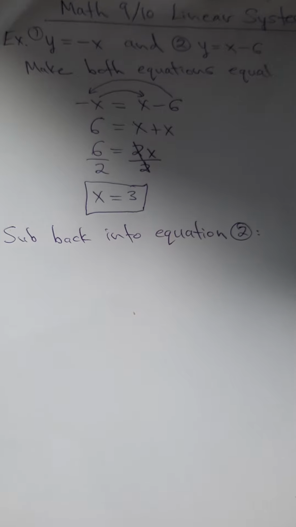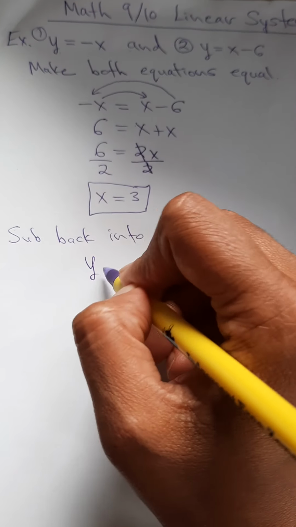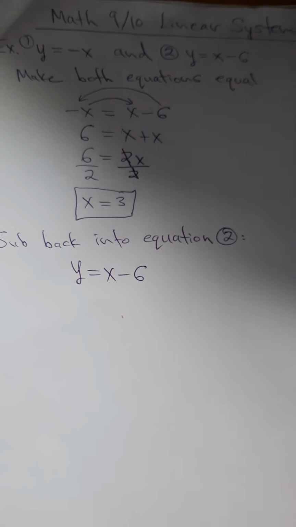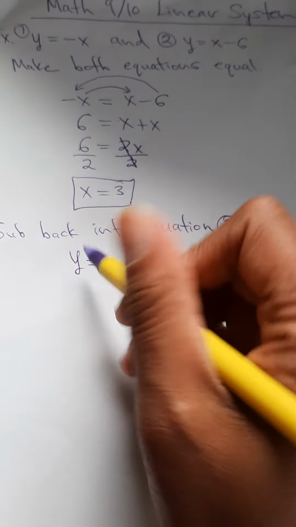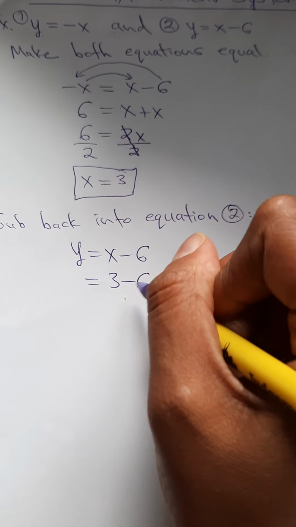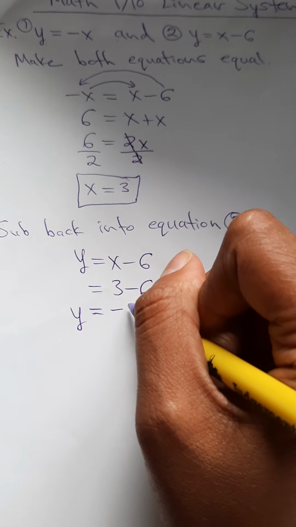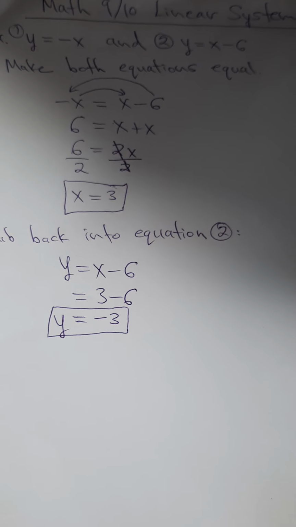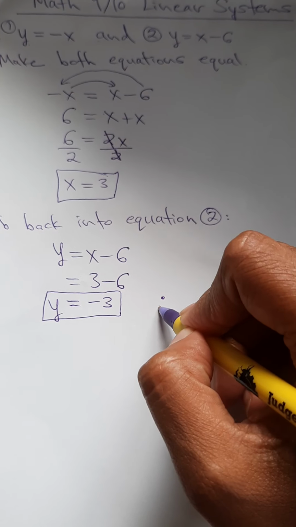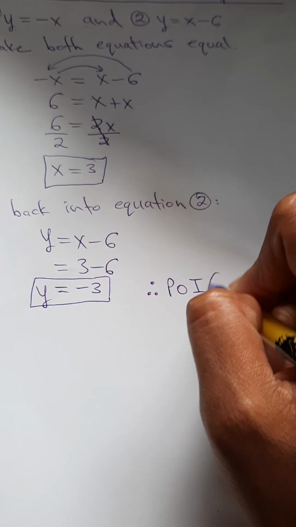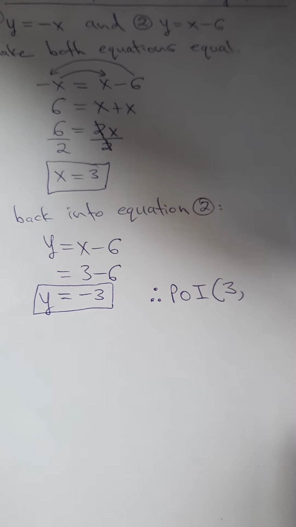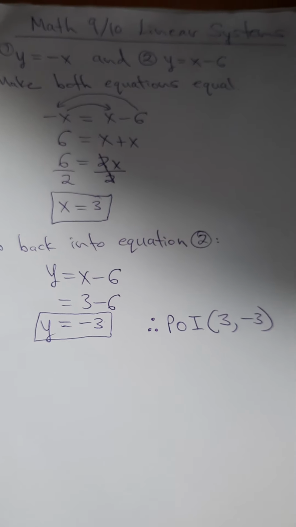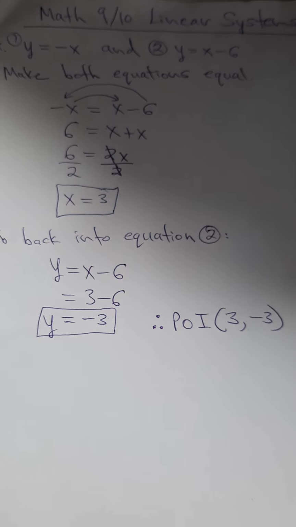What we have to do is actually solve for the value of y. So I'm going to rewrite equation 2 here: y equals x minus 6. And we're subbing in x equals 3 into this equation. So 3 minus 6. So y is equal to negative 3. Like everyone knows, I like to box my answers. So my point of intersection is 3 as the x value, and the y value is negative 3. Does everyone see how to do that?